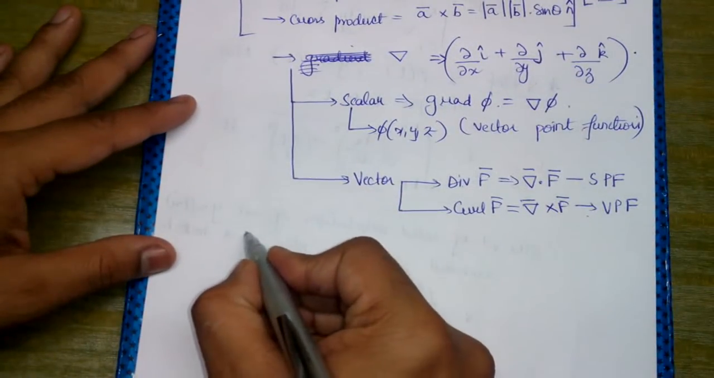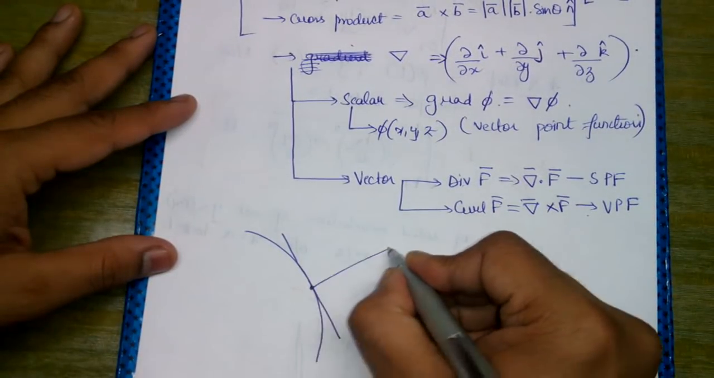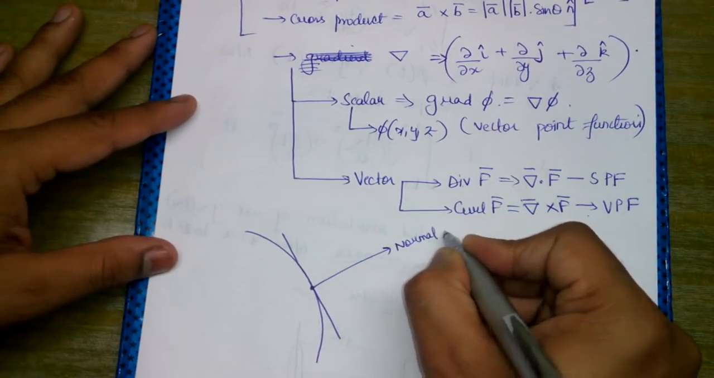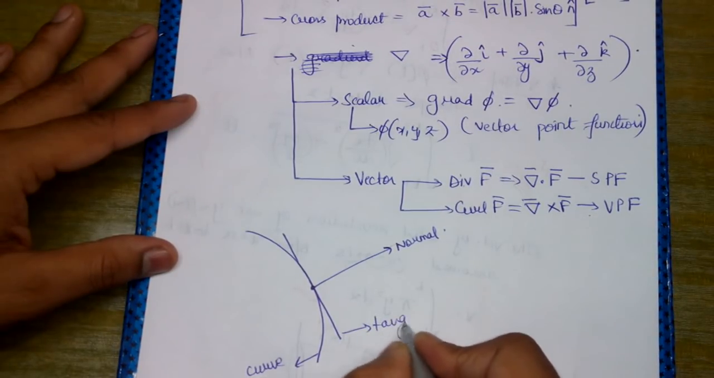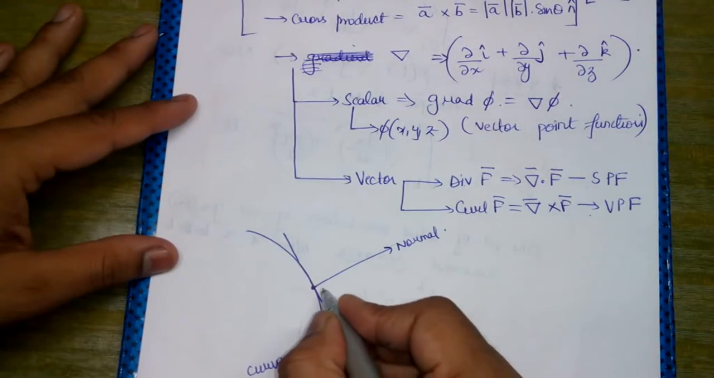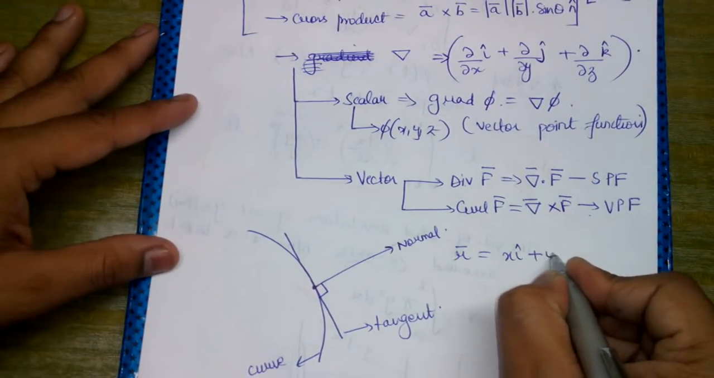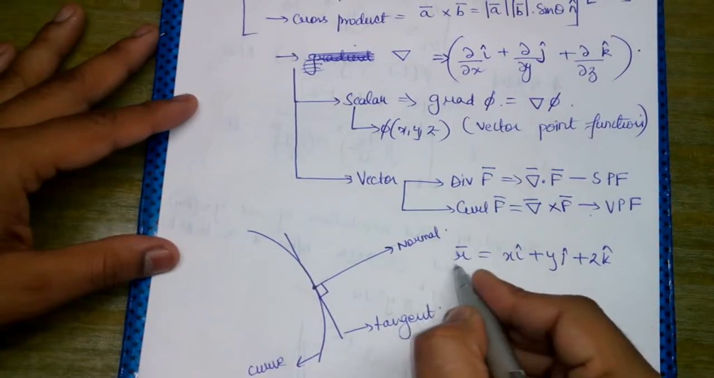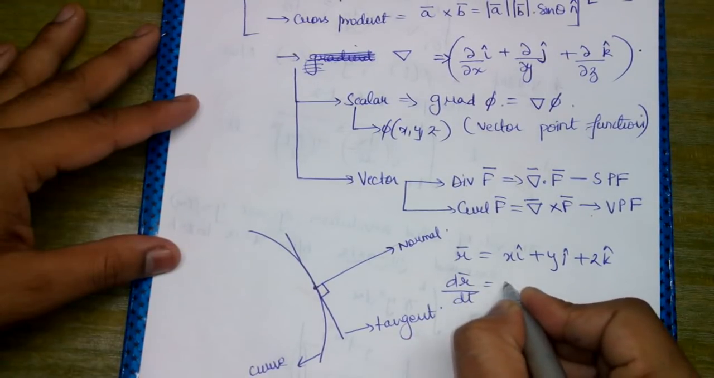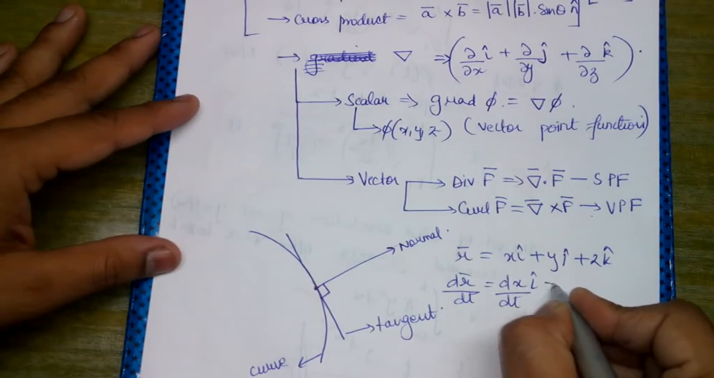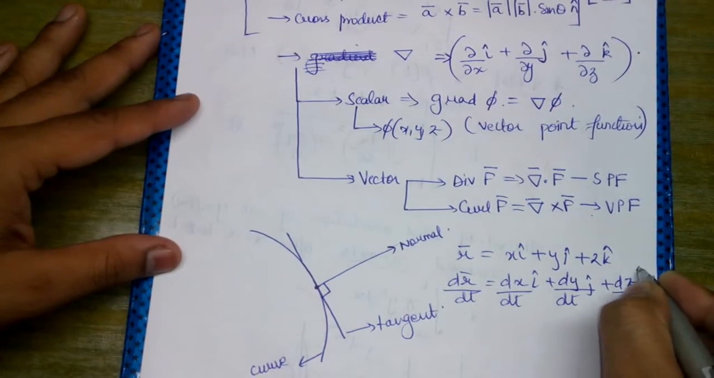Okay, so now if we have a curve like this, then at this point, this is the tangent, and this is going to be the normal. This is the curve, this is the tangent, and this is the normal, which is drawn at this point, such that r bar equals xi plus yj plus zk. This is actually the equation of the curve. And if we write dr upon dt, we will obtain dx upon dt i cap plus dy upon dt j cap plus dz upon dt k cap.